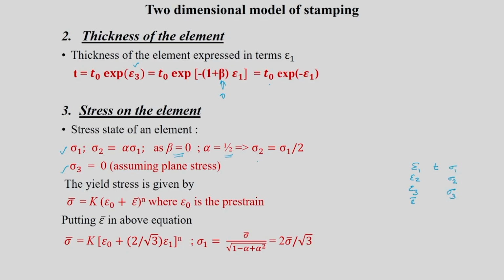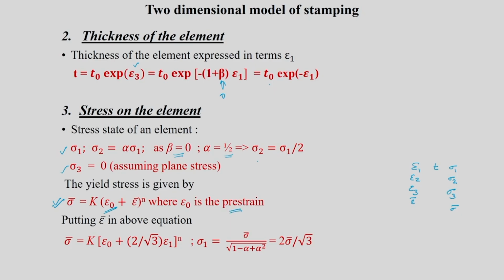Okay. Now all are known at that particular element below the punch which is undergoing deformation. So now how do you get sigma bar? For sigma bar, you need to go for the effective stress relationship with effective strain, and it is given by this equation: sigma bar is equal to K (epsilon naught plus epsilon bar) power n, where epsilon naught is nothing but your pre-strain value. This we discussed in the previous section.